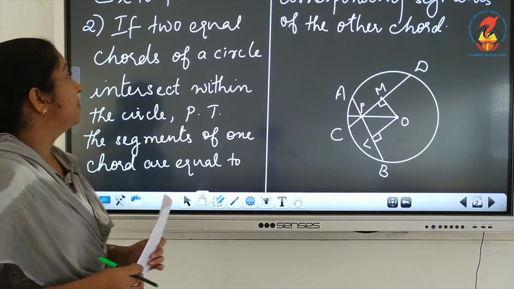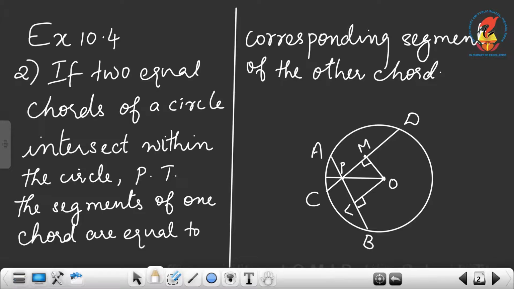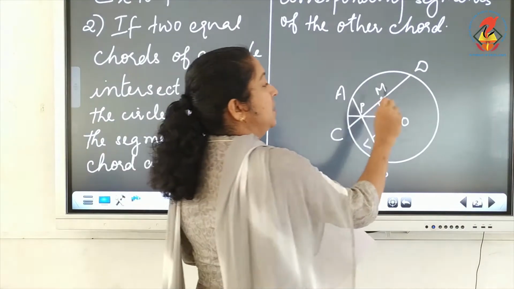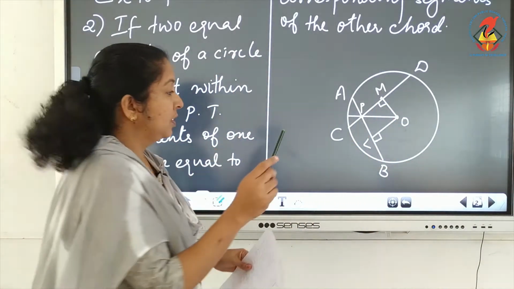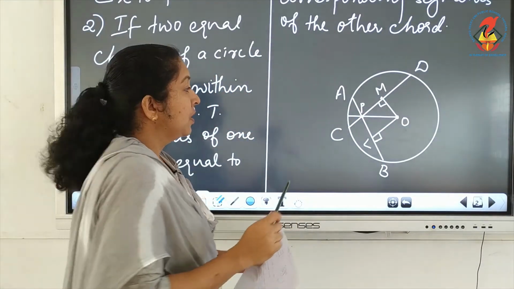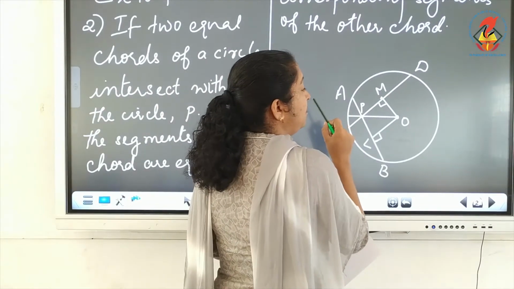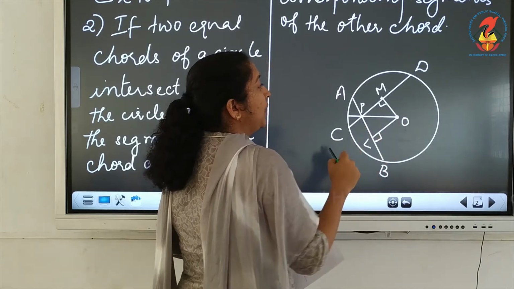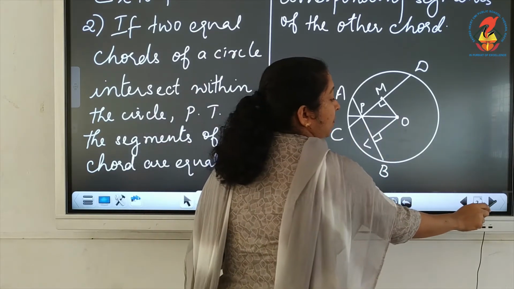Exercise 10.4, second question. If two equal chords of a circle intersect within the circle, prove that the segments of one chord are equal to the corresponding segments of the other chord. So, a circle with center O and two equal chords, AB and CD, and join P and O. Draw OM perpendicular to CD and OL perpendicular to AB.